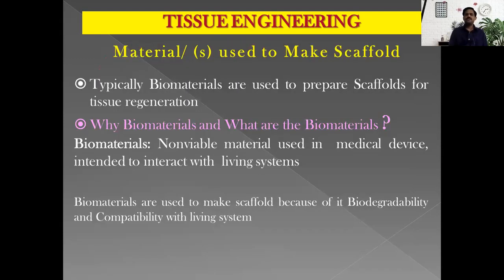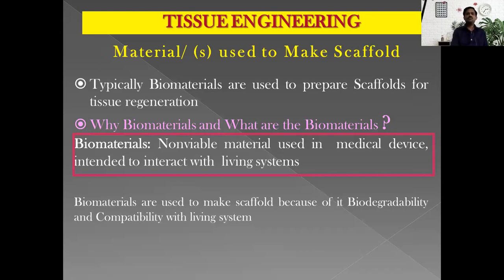Materials used to make scaffolds. What material do we need for the preparation of scaffolds? Typically, biomaterials are used to prepare scaffolds for tissue regeneration. But the question is, why only biomaterials? Why can't we take any other materials? Why can't we take metals? So first you need to know what a biomaterial is.